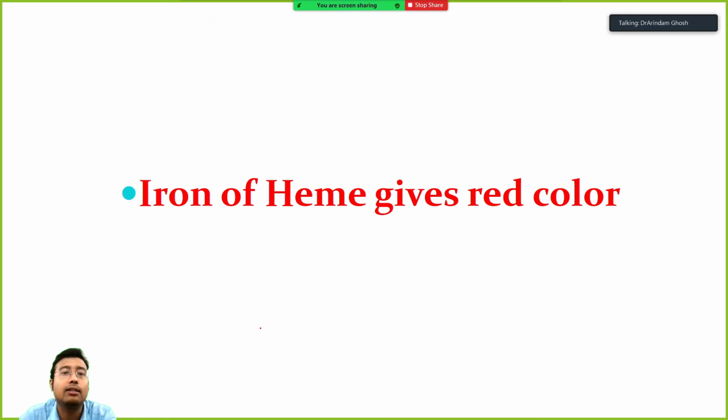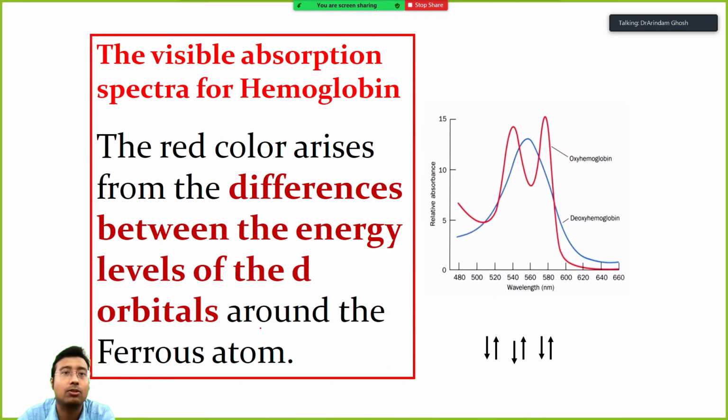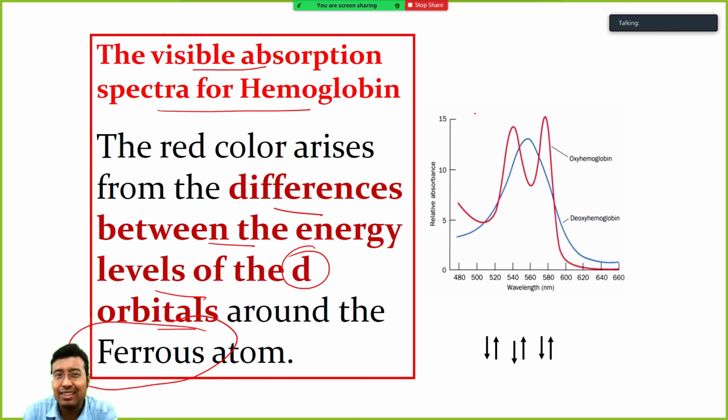And this iron in heme, I told you, gives a red color because this iron in heme leads to the formation of the tetrapyrrole ring and methynyl bridges. The visible portion, the red color, arises from differences between the energy levels of d orbitals in the ferrous atom. I think we will skip this to the next class, but just know there are two factors that contribute to the red color of hemoglobin. Heme is also red in color. The iron in hemoglobin is also red in color.